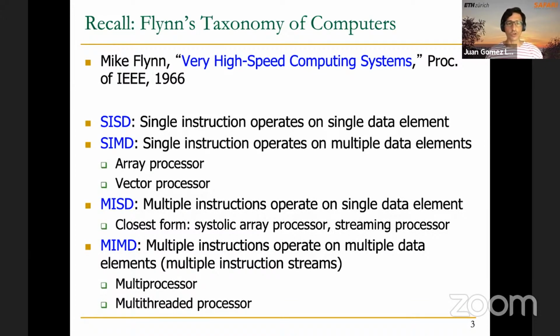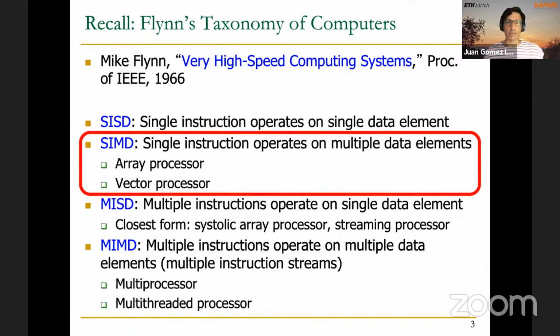Then we also introduced the MISD machines, where multiple instructions operate on a single data element, and we talked about systolic arrays as the closest form to a MISD machine. And finally, MIMD machines, where multiple instructions operate on multiple data elements. We have multiple threads of execution, multiple processes that can be doing something completely different and operating on different data elements. And this is what we typically execute on a multiprocessor or a multi-thread processor like current multi-core systems.